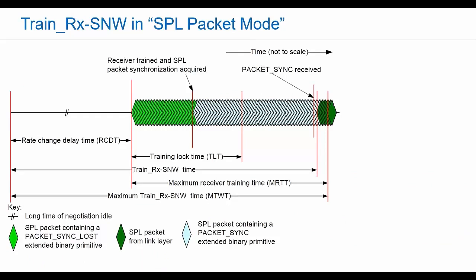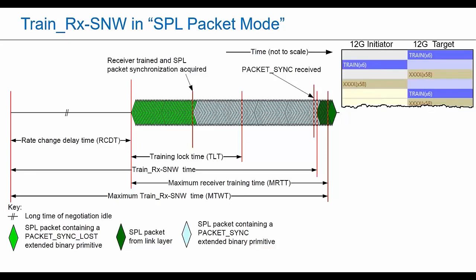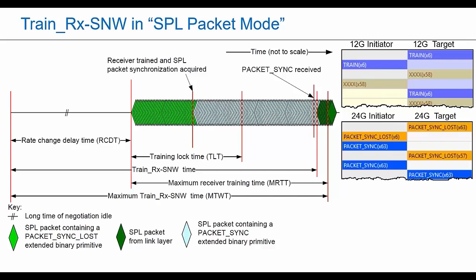Okay, so assuming devices complete TX training, they move to receiver training. The train RX S&W, sorry. This image is from the spec. It shows one direction, but of course the sequence is going on in both directions. And this stage is required for SAS 4. You have to participate in receiver training. Only difference here is that where 12 gig used the train done primitives, in 24 gig they'll now use packet sync and packet sync lost. So these are some of those extended binary primitives we looked at earlier.